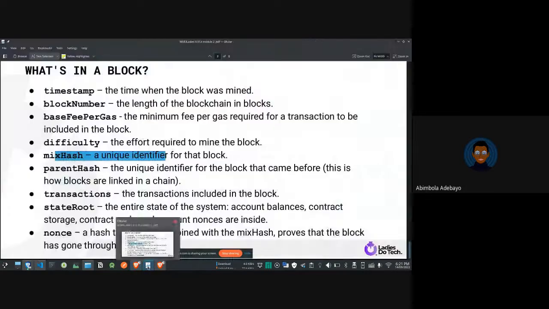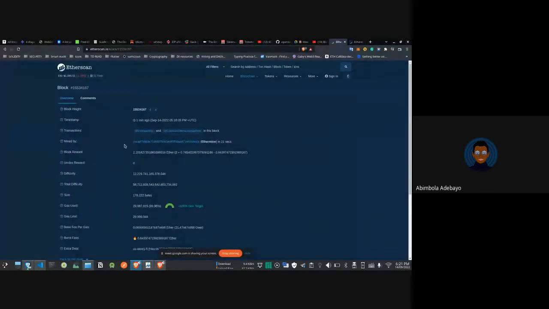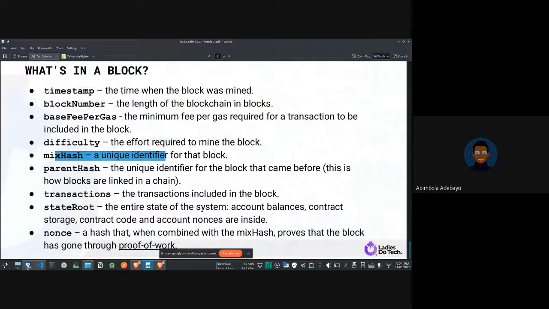So now what those fields mean: timestamp, the current time the block was mined; block number, the length of the blockchain in blocks. That is how many. If I go back now, previous block, the current block is 1553. So that's what's used as block height. That means this is the number of blocks that has been mined on this blockchain from inception. This parent hash is the unique hash of the block that came before this. That's what makes it possible to reference the previous block from the current block.